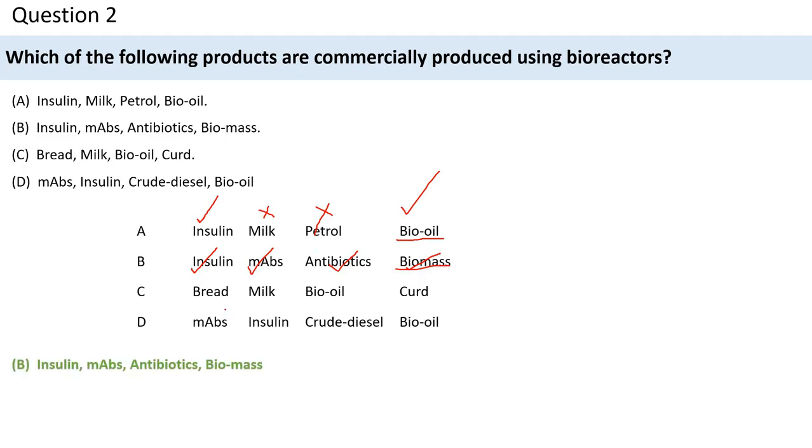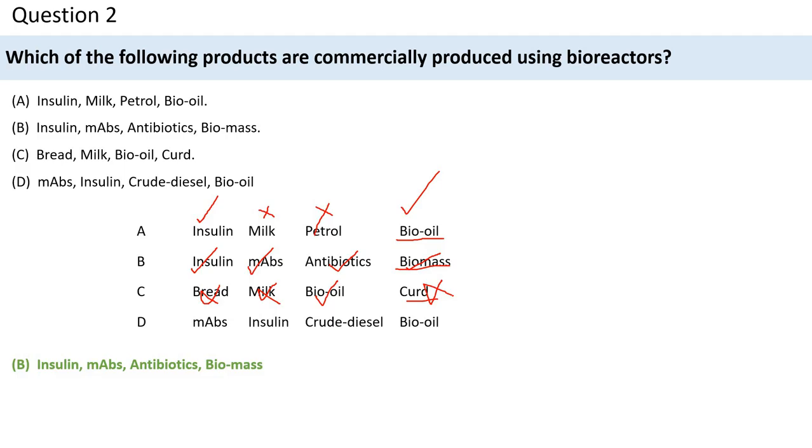Still, we will go through option C as well as option D. So option C, bread. No, bread is not being commercially produced using bioreactors, but the yeast that is used for bread production can be produced using bioreactors, because biomass itself is a product. Milk, as we already told, no, milk is not commercially produced using bioreactors. Yes, bio oil is being produced using the bioreactor, as we talked about triacylglycerol. Whereas curd is not being produced using a bioreactor, but the curdling proteins can be produced using the bioreactor.